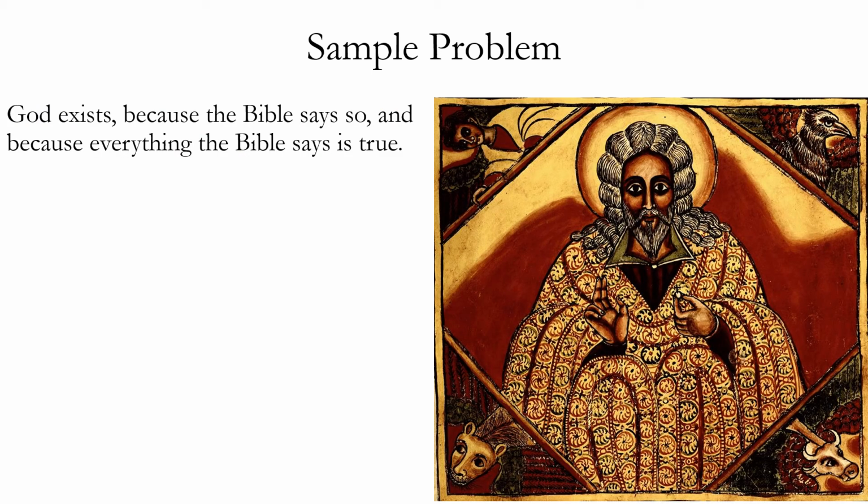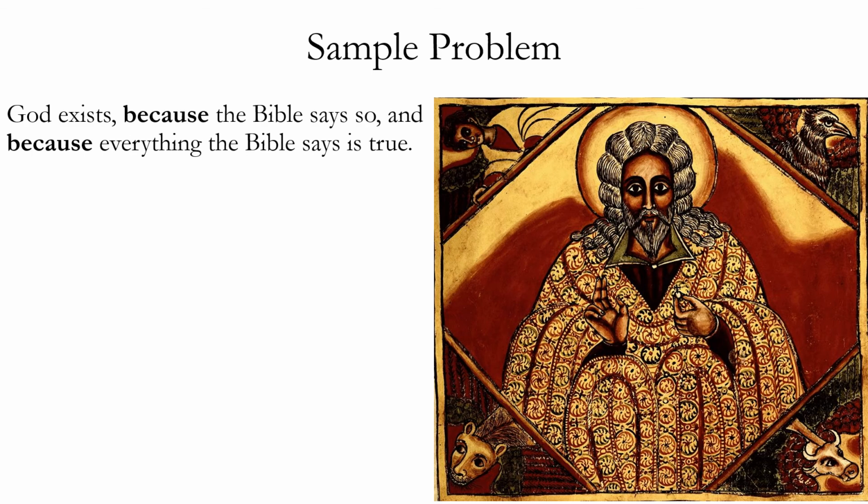God exists because the Bible says so, and because everything the Bible says is true. So, in case you're wondering, the image on the right is an Ethiopian Orthodox icon. Let's start by looking for our indicator words. We have the word "because" twice. So is that a premise or conclusion indicator? It's a premise indicator. So let's look at our premises. The Bible says so, and everything the Bible says is true.